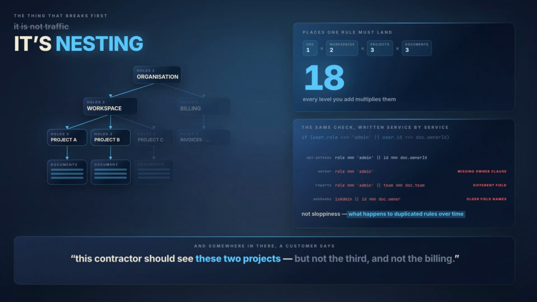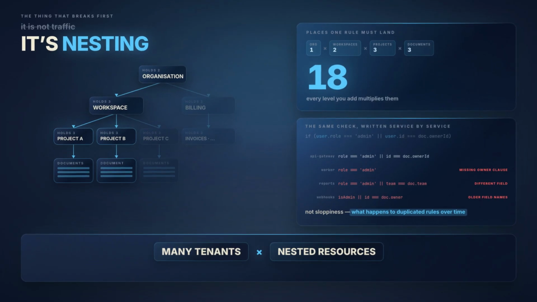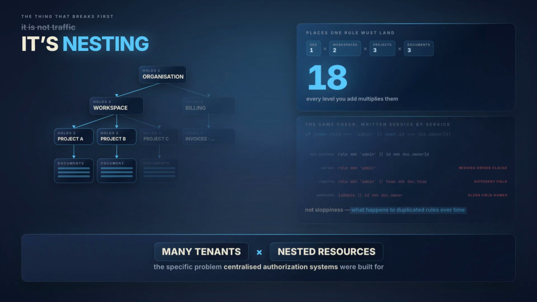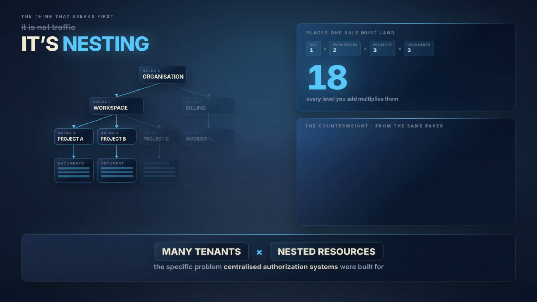That's what happens to duplicated rules over time. That specific problem, many tenants multiplied by nested resources, is why centralized authorization systems got built in the first place. But take the counterweight seriously. It's in the same paper.